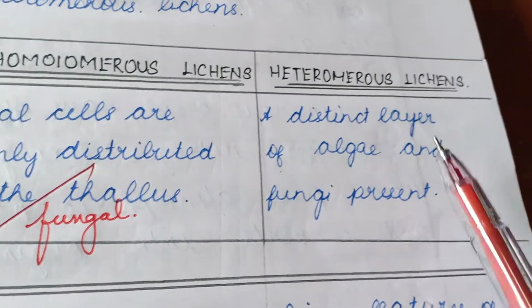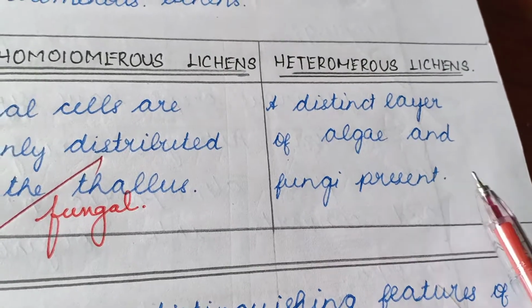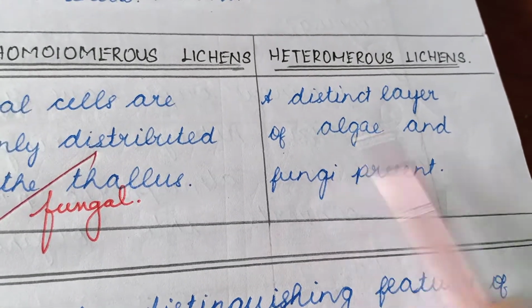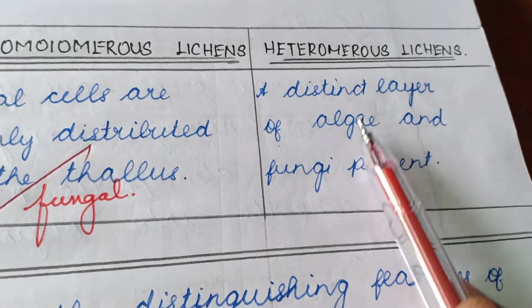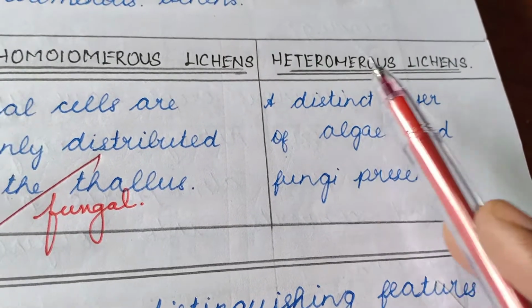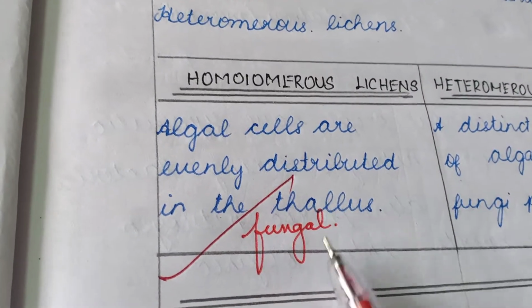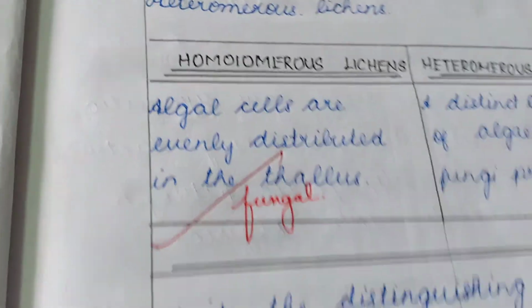In heteromerous lichen, a distinct layer of algae and fungi is present, as you see in a layered cake. One layer will be algae, another layer will be fungi. So if that is the arrangement, it is heteromerous. If it is evenly distributed, then it is called homoiomerous.